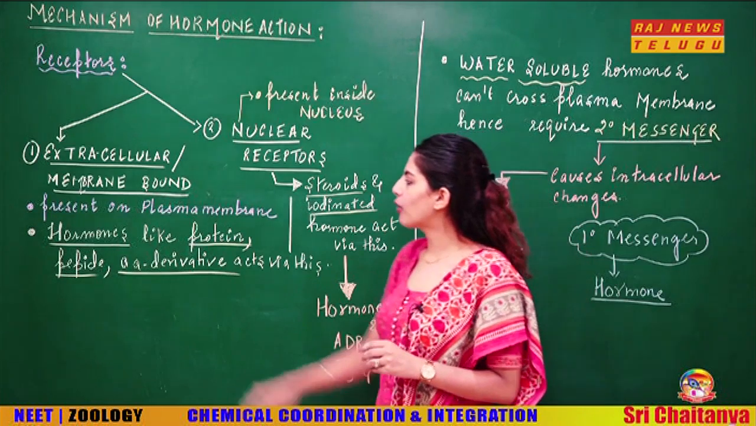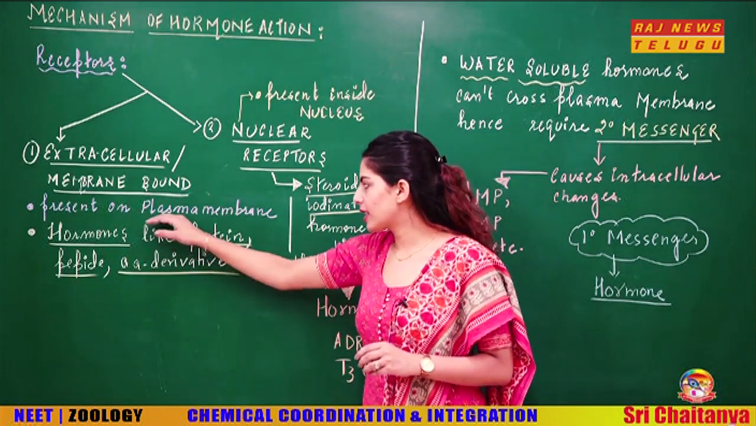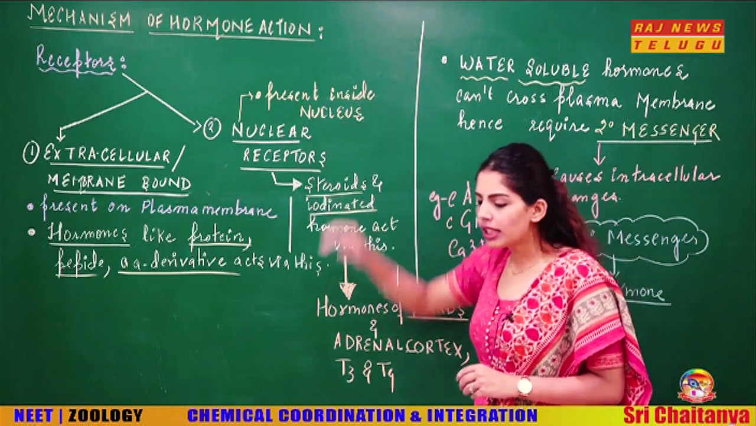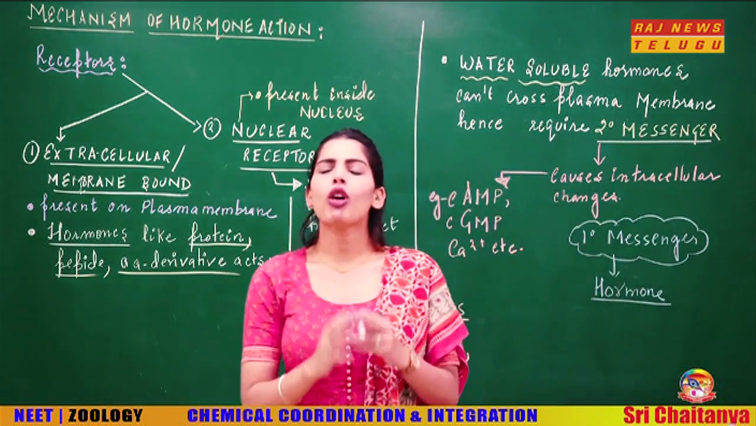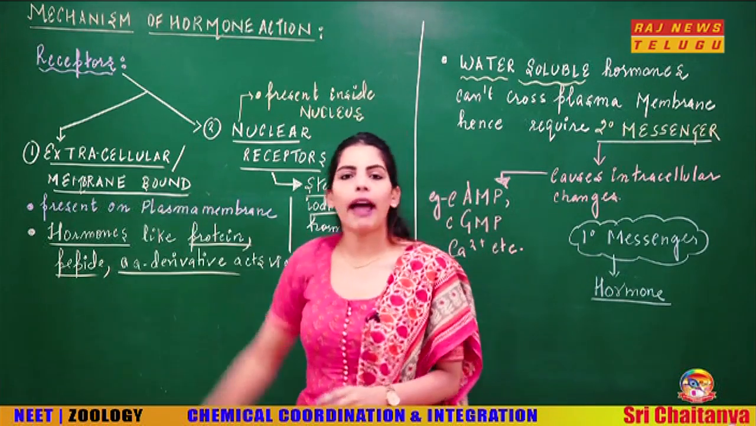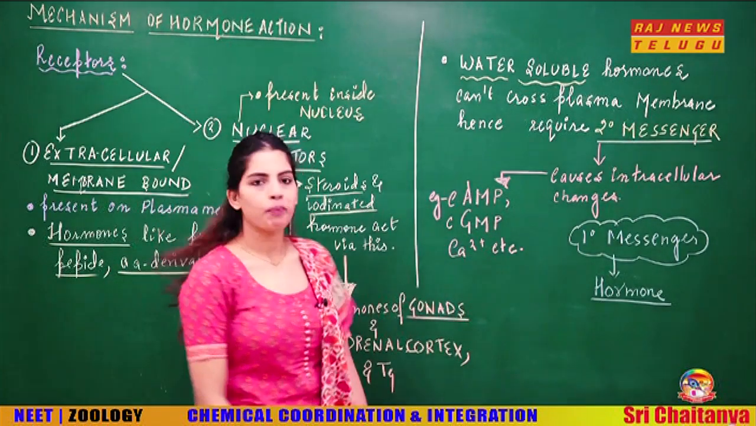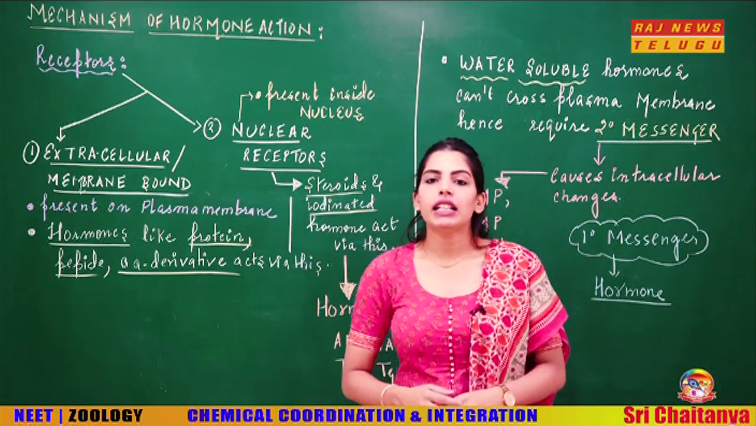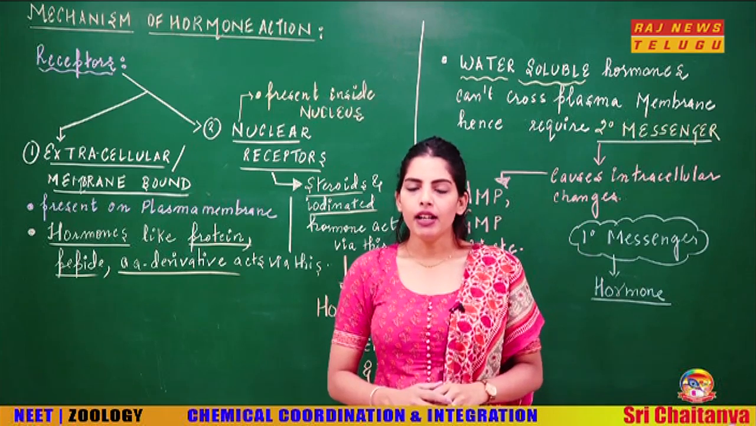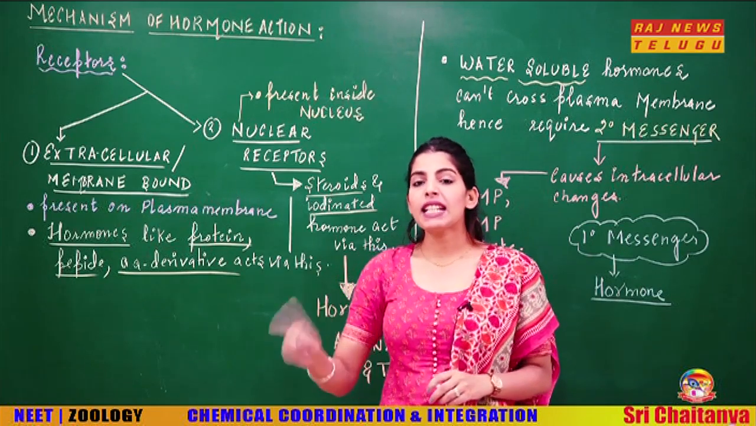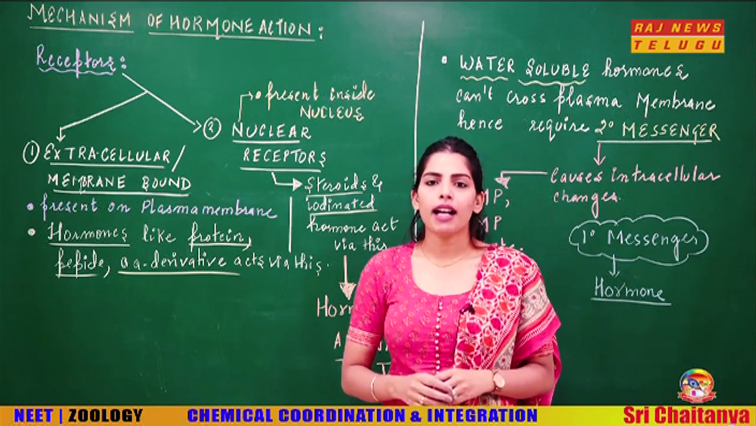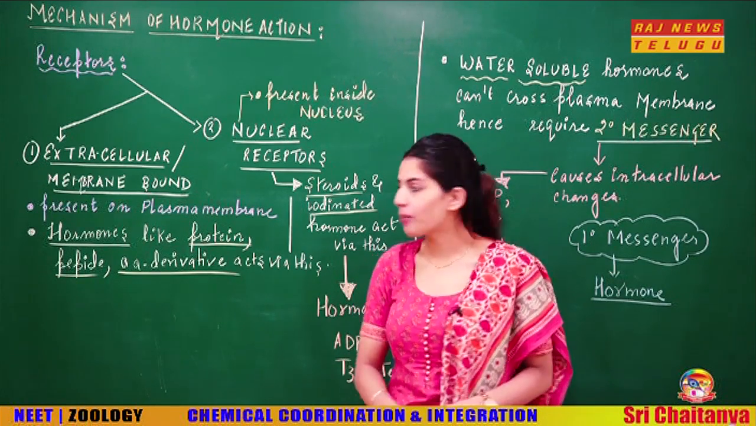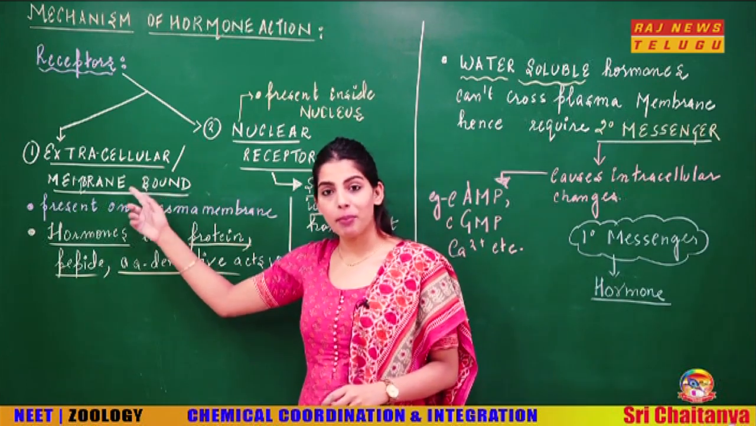Now talking about the extracellular receptors, we've discussed that it is located on the plasma membrane. This is located inside the nucleus. But how to know which hormone acts via this and which hormone acts via this? Now students, water-soluble hormones, being insoluble in lipid, cannot cross the plasma membrane. Then how are they going to perform action? They have the receptors called membrane bound receptors.